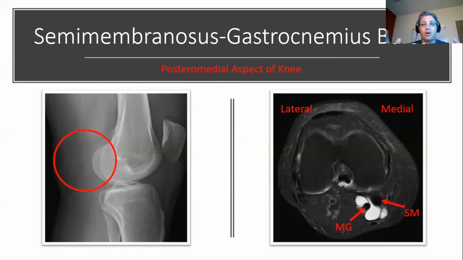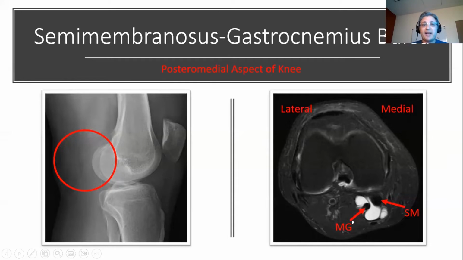I want to make sure that we're all oriented appropriately anatomically. Here's a radiograph, just sort of pointing our eye to the back of the knee where we would expect a Baker cyst to be. Of course, we're not going to see it well radiographically. The MRI is very helpful in orienting us. Notice where we are, posterior and medial.